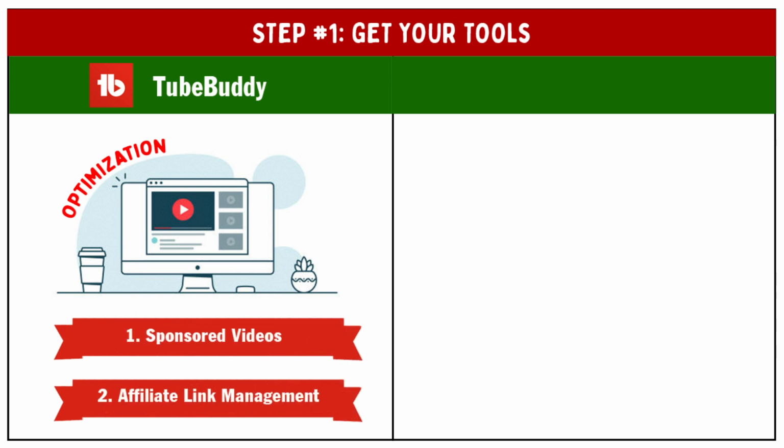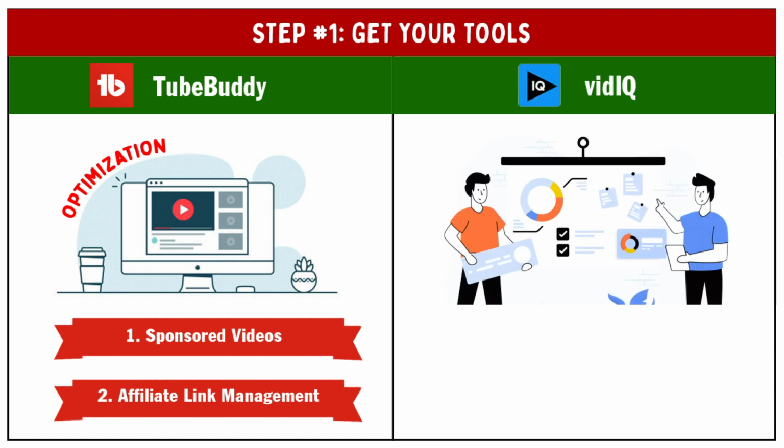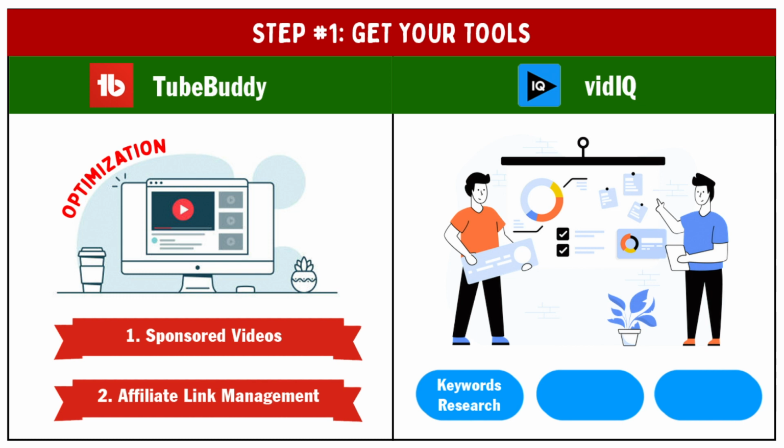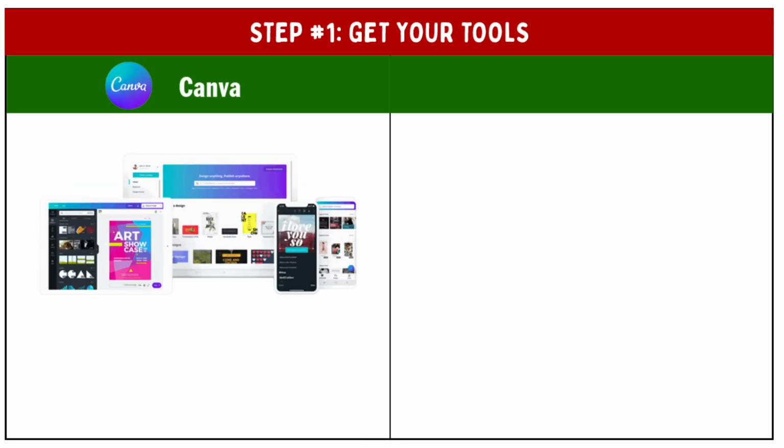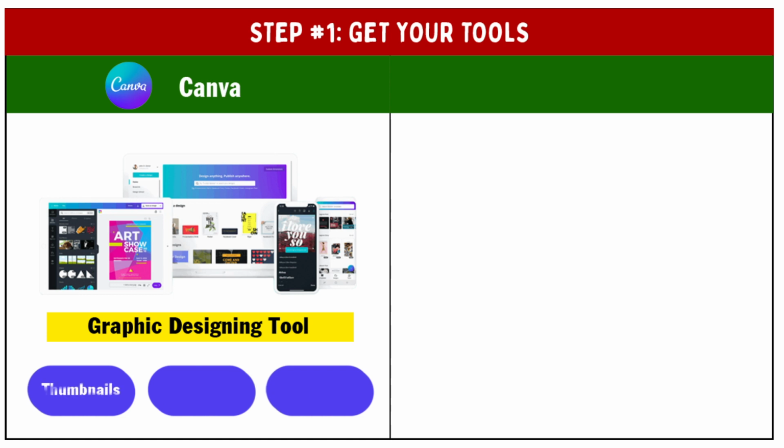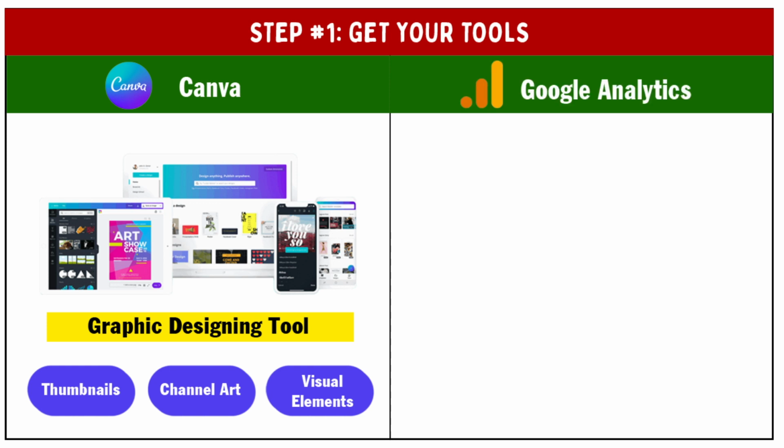affiliate link management. vidIQ. vidIQ is a YouTube optimization tool that helps you research keywords, analyze your competitors, and optimize your videos to rank higher in YouTube search. Canva. Canva is a graphic design tool that allows you to create professional-looking thumbnails, channel art, and other visual elements for your YouTube channel.